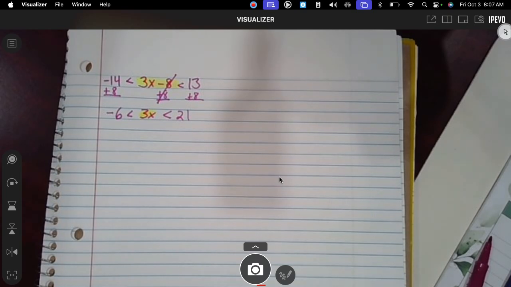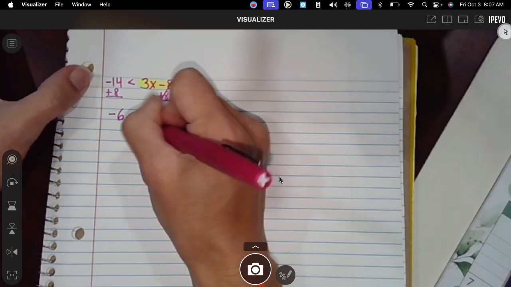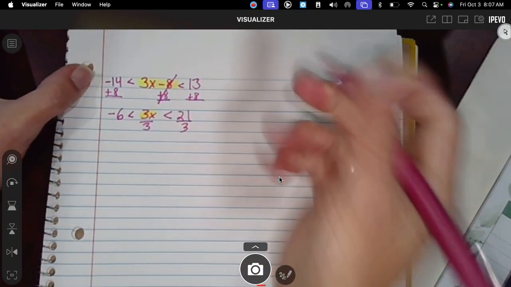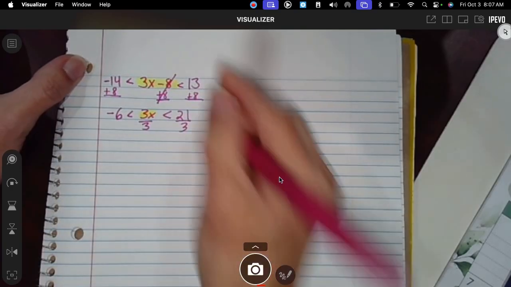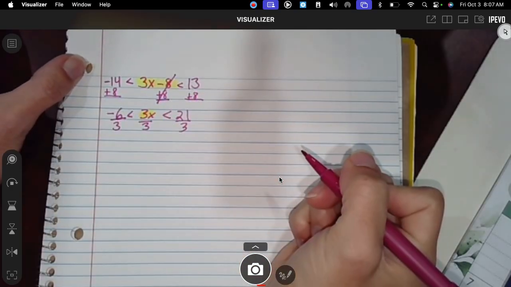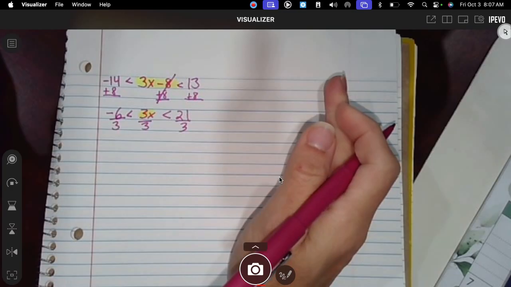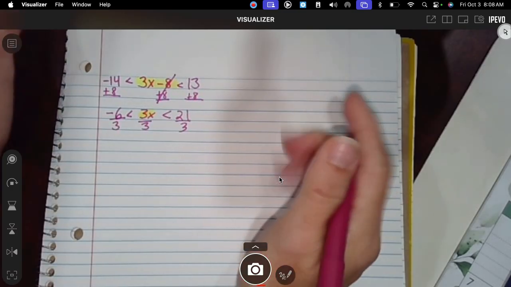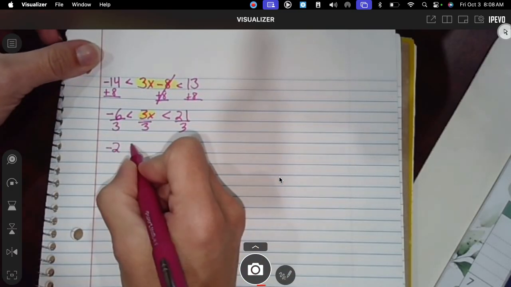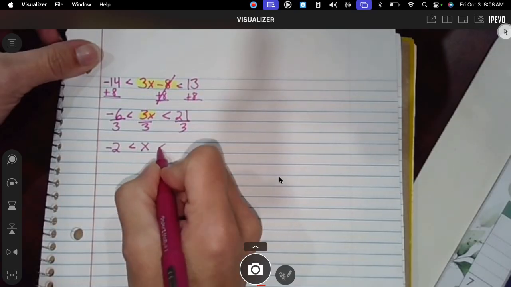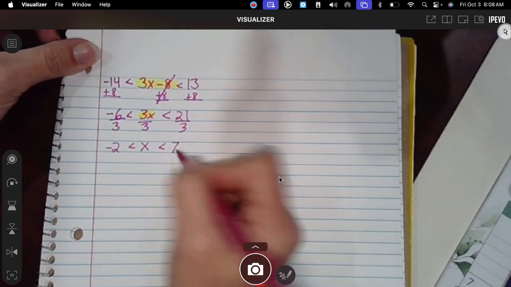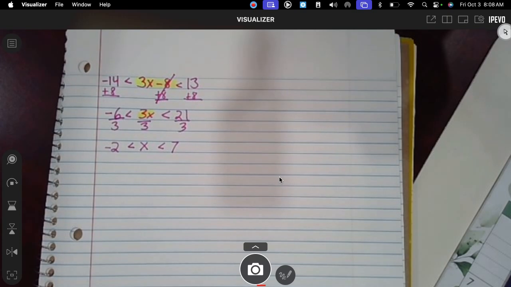Okay, now what's with my x? On mine, it's 3. Yours is a different number, but on mine, it's 3 and it's being multiplied. So what do we do? Divide. I'll divide this by 3, and don't forget compound inequality. I've got to divide both of them by 3. Okay, no signs are going to change because I just divided by a positive 3. So I get negative 2, that's an x, and then 21 divided by 3 is 7. So I have x between negative 2 and 7.